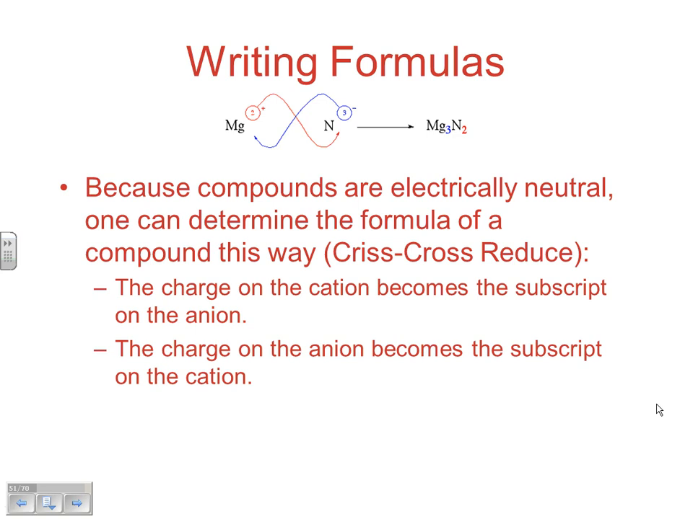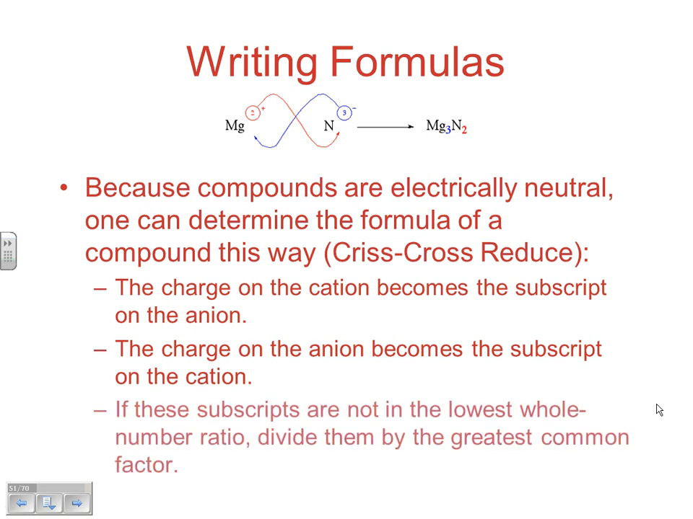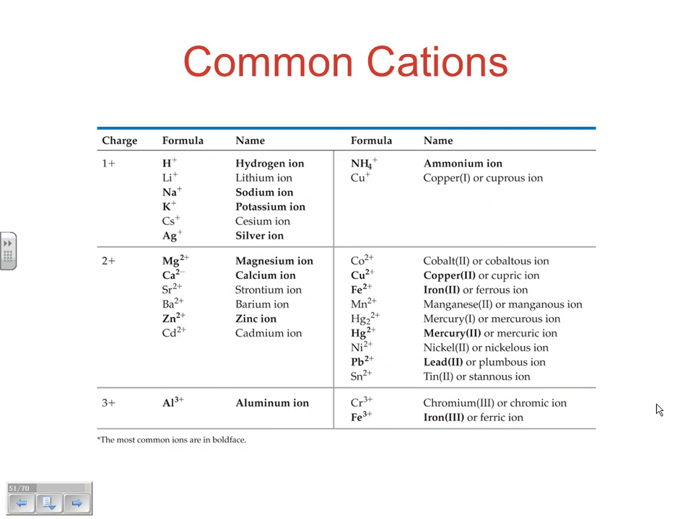And then you have to remember that the fundamental formula unit of an ionic compound is the smallest number of cations and anions, so you have to crisscross and then reduce. So if these subscripts are not the lowest whole number ratio, divide to get the greatest common factor. Now, here is a list of some common cations.